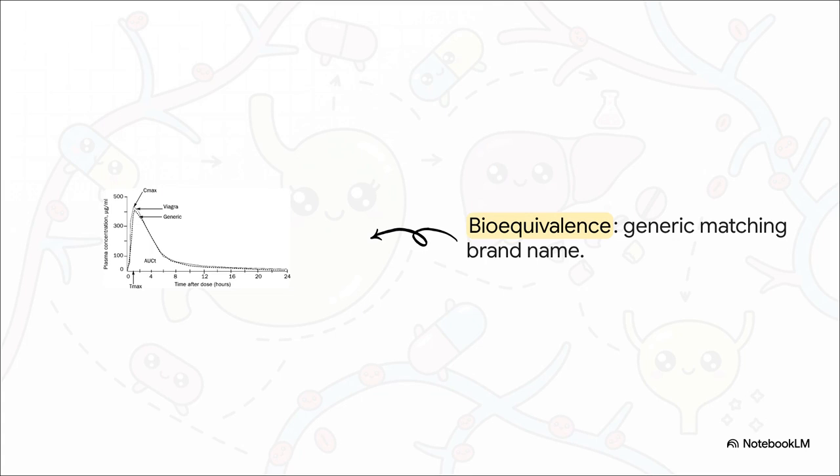Notice how the Cmax, Tmax, and AUC curves for both the generic and the brand name align almost perfectly. The solid line is Viagra, and the dotted line is the generic. Look at how they both surge upward, hitting the exact same Cmax right before the 2-hour mark, or Tmax. Then, they taper off perfectly together over 24 hours. Because the area under these two curves is essentially identical, they are officially considered chemically and biologically equivalent.